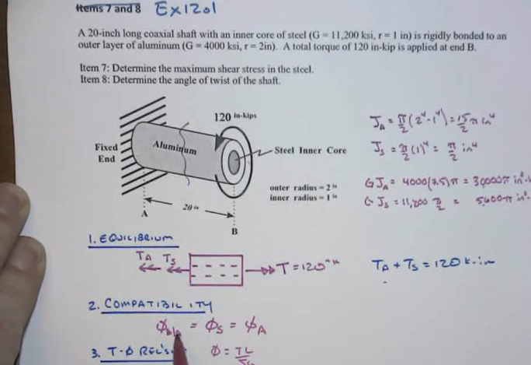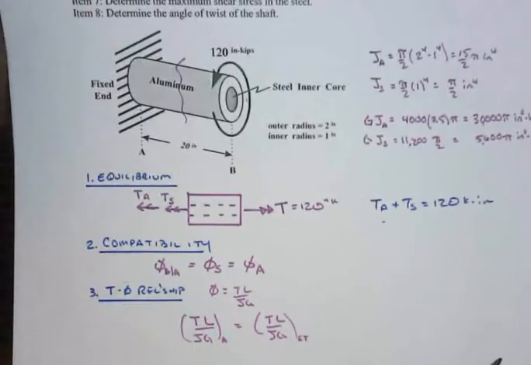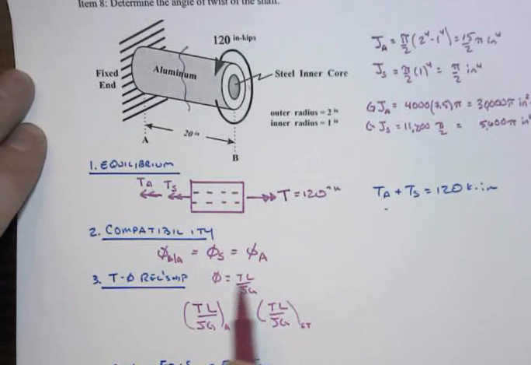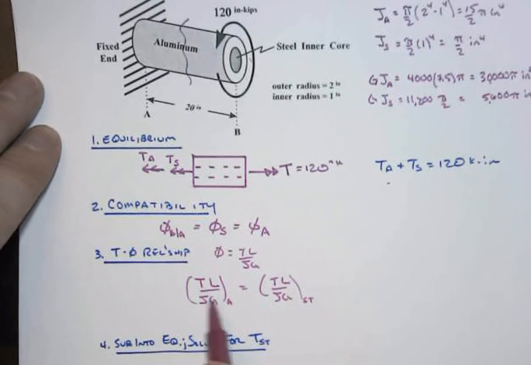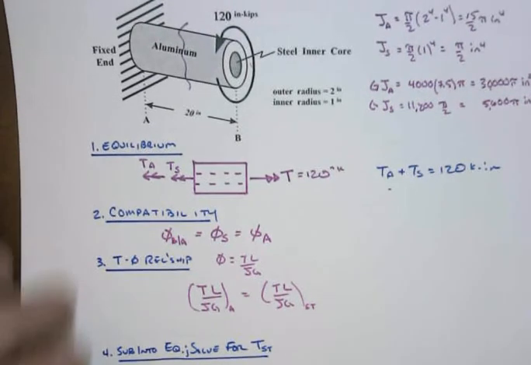The compatibility expression is that this twist that we have here of this segment AB turns out to be exactly the same length of both of the two shafts, and so this coaxial shaft, the steel and the aluminum. So phi BA is equal to phi S is equal to phi A. Right? The torque angle of twist relationship is that phi equals TL over JG. And so because I have the compatibility equation, then I can drop in TL over JG for the aluminum equals TL over JG for the steel.